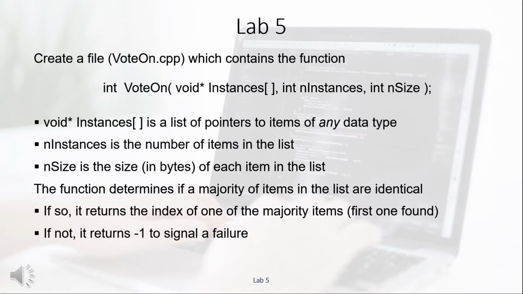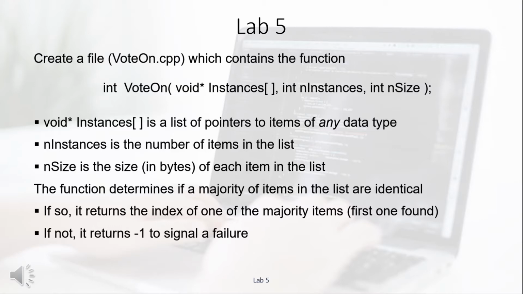The reason this is in this function is that this function can accept an array of any type of data, even complex structures. N instances is the number of instances in your list, the number of items that are in this list of any data type. And n size is the number of bytes for each item in the list, because they can be of any data type.